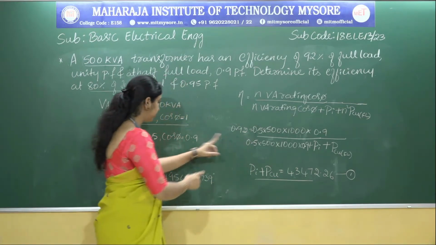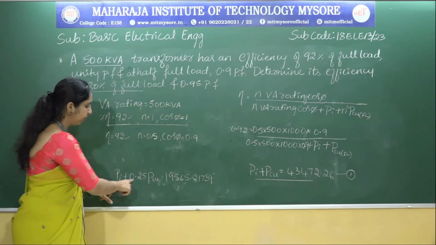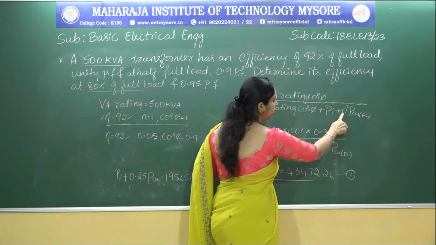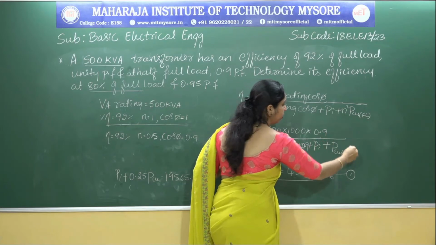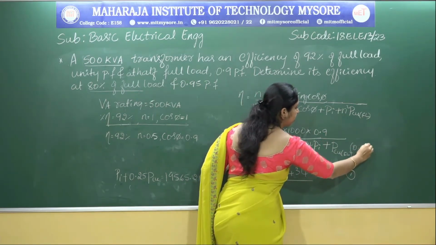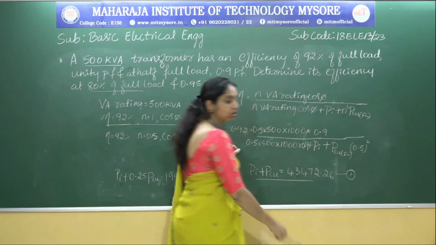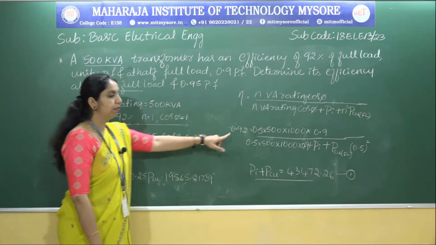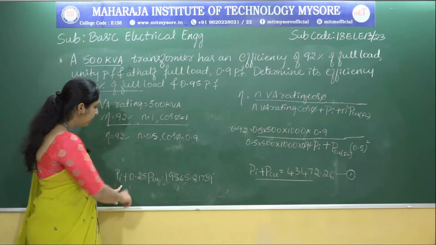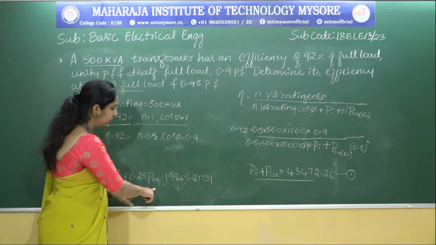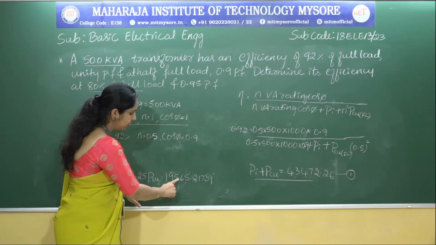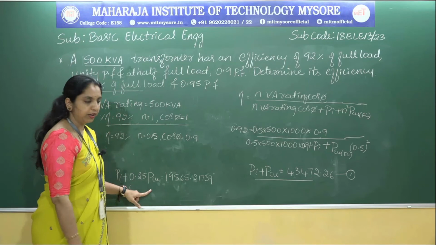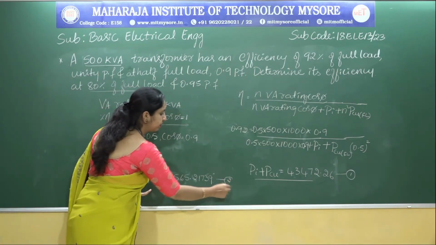After simplification, we get Pi plus 0.25, and remember, one more value is missing here. Considering n as 0.5, that is 0.5 square, so we get 0.25. After simplifying this expression, we would be getting Pi plus 0.25 PCU is equal to 19,565.21739. So considering this equation as 2.